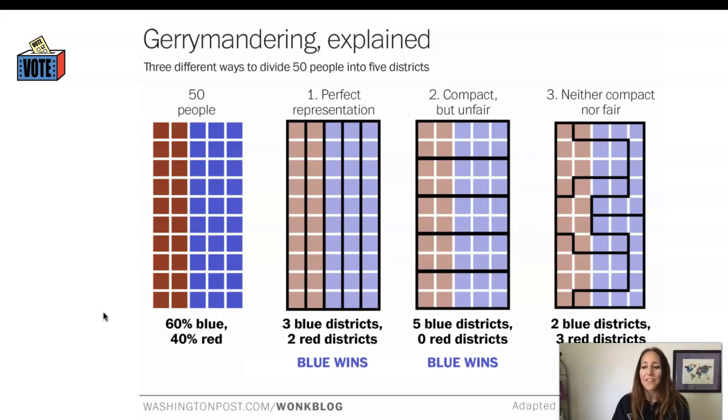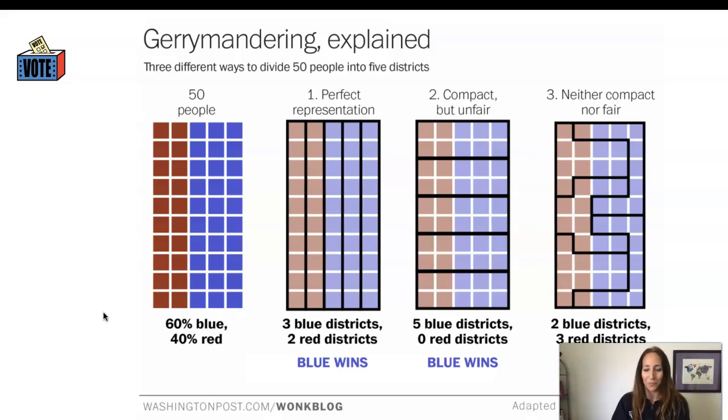Then there's another type of gerrymandering where you redraw these voting districts to make sure that even though you're a minority, you're still going to win even if every single person comes out to vote. And that's the last picture up here, where if I draw the districts like that, even though it's 60-40 Democrat favor, every single time, red will win the majority of the votes if I draw it like number 3, where it says neither compact nor fair, the 4th picture over.